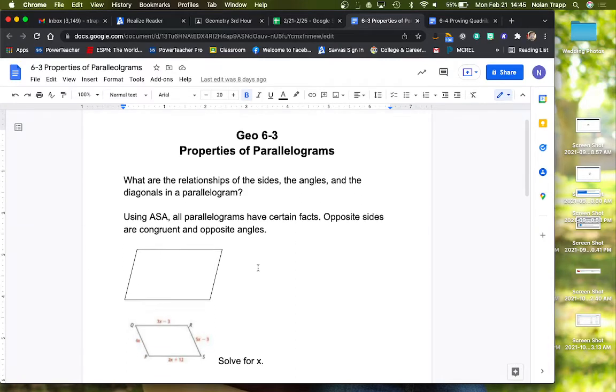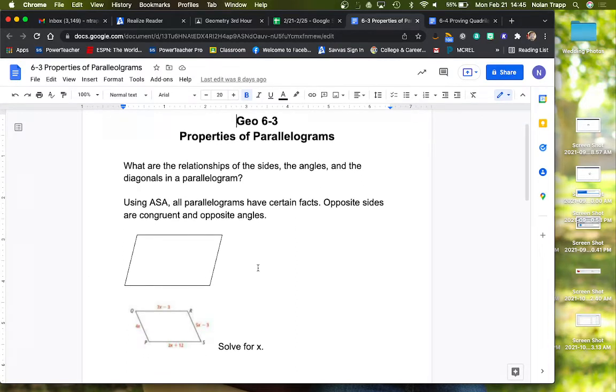Okay, so we're going to talk about properties of parallelograms. When we think about parallelograms, we have to realize that we can also think about them in terms of two triangles.